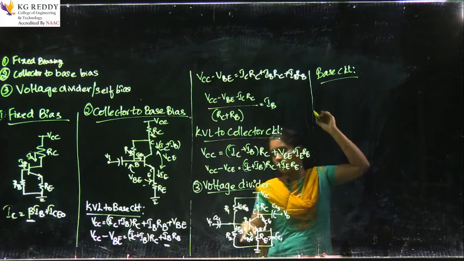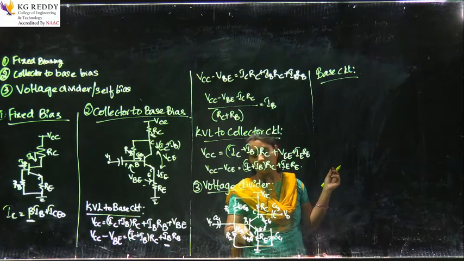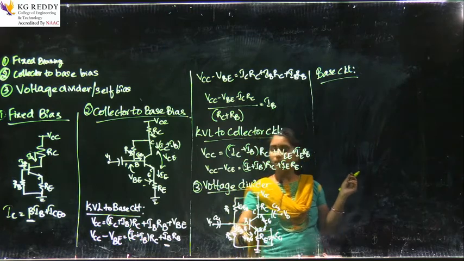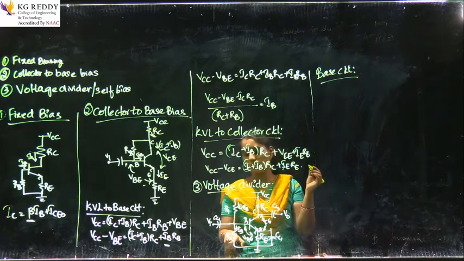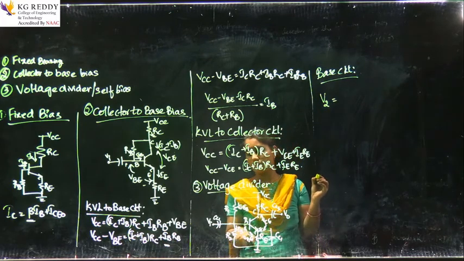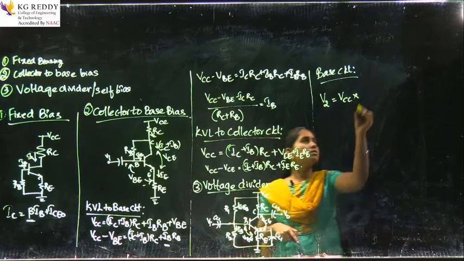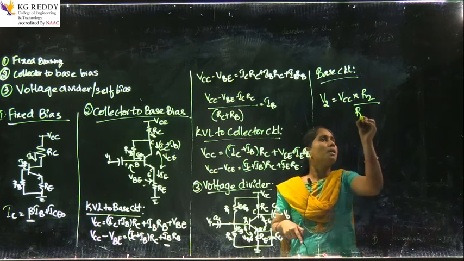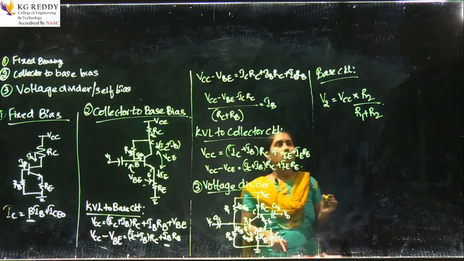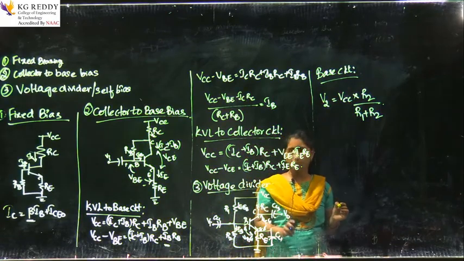When you see the base circuit, I need to get the base current. To get the base current, first apply the voltage divider theorem at this base circuit. Let us assume that V2 is the voltage across your R2 resistor. V2 equals the total voltage applied, which is VCC, into R2 by R1 plus R2. Now, this is the voltage across this one.